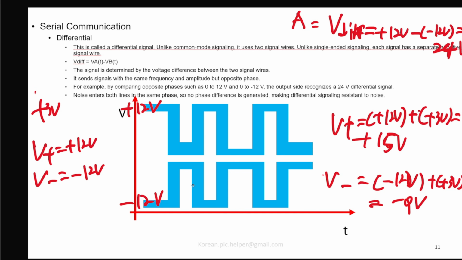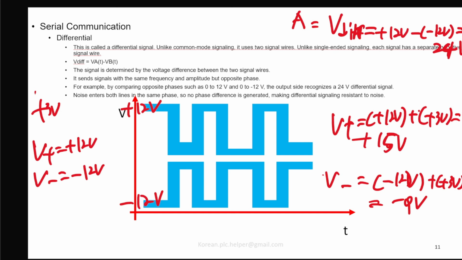However, if noise enters only one signal line, the voltage difference between the two lines may change. Therefore, differential signaling does not eliminate all types of noise. It is more resistant to noise than single-ended signaling because it effectively reduces common mode noise that affects both signal lines in a similar manner.